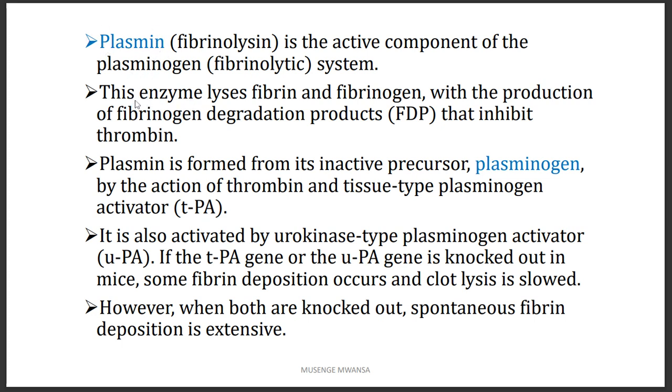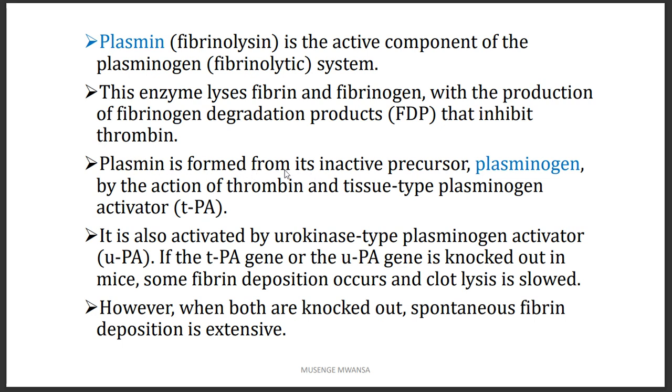So this enzyme lyses fibrin. This plasmin, which is formed from the plasminogen, is going to lyse, or break down, the fibrin and fibrinogen. We know that these are the ones which form the mesh on the wound. With the production of fibrinogen degradation products, if you break these two, that is going to inhibit thrombin. You know that thrombin works on the fibrinogen, converting it into fibrin. Now, if you've broken down fibrin and fibrinogen, it means that you are going to inhibit thrombin.